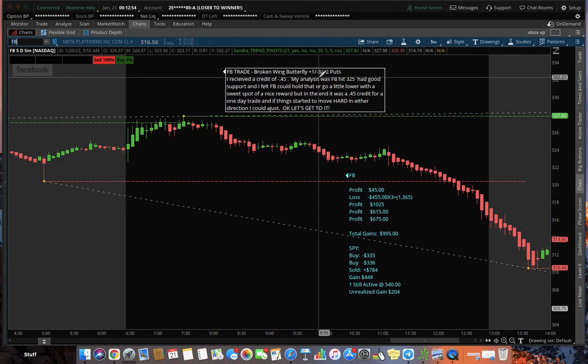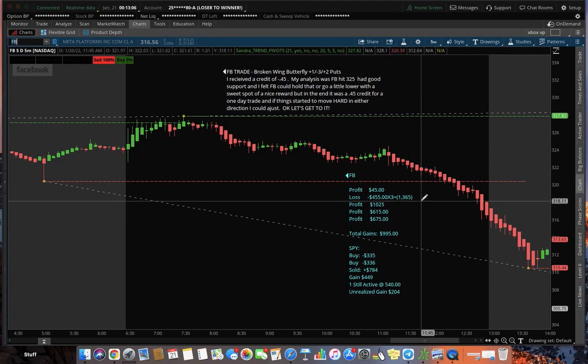So what I did is I just kept in my portfolio the 3 puts, and I bought back to close those 3 that I sold. So in doing so, I ended up paying $1,365 to close that leg of that broken wing butterfly. So got 45, paid out 1365. I also paid out for the 2 puts for SPY, 335 and 336.